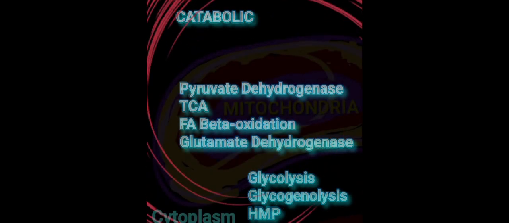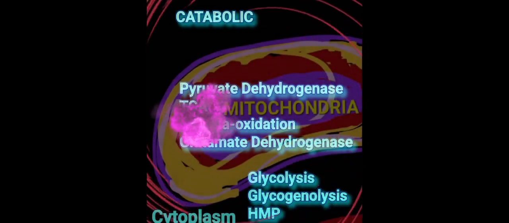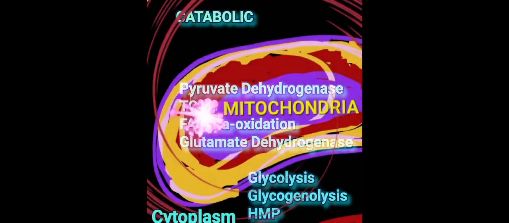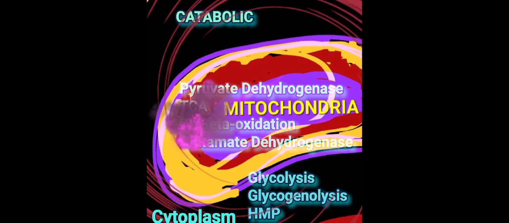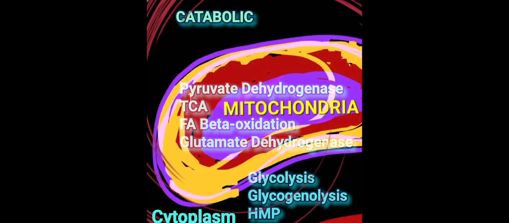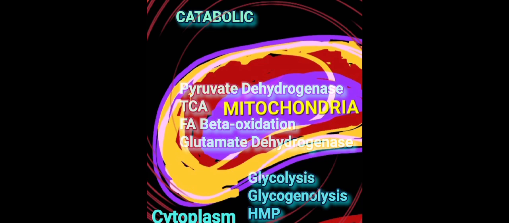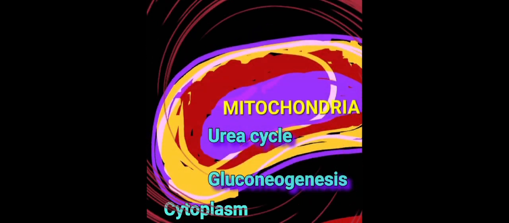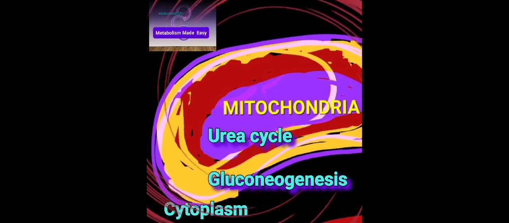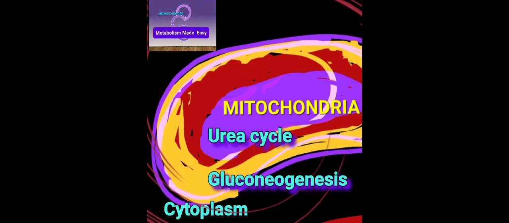On the other hand, some of the most important catabolic processes occur in the mitochondria, including pyruvate dehydrogenase, TCA cycle, fatty acid beta oxidation, and glutamate dehydrogenase, with glycolysis, glycogenolysis, and HMP pathway occurring in the cytoplasm. It is noteworthy that the urea cycle and gluconeogenesis start in the mitochondria and continue in the cytoplasm.